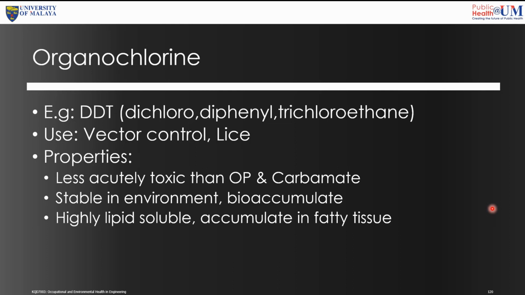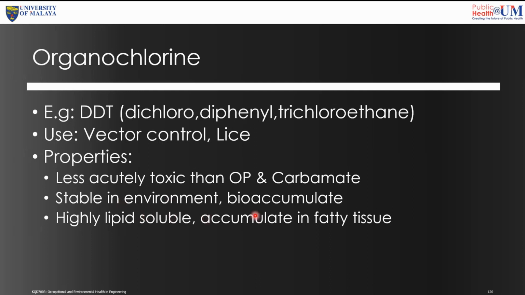The problem is that DDT is persistent. It stays in the body for a long time. It stays in the environment for a long time, and it accumulates in the environment. It's also bad for birds and other species of animals. That's why DDT is now not used anymore as part of the control of malaria in Malaysia, and also worldwide. But it has less toxicity than organophosphate, less toxicity than carbamate. It's stable in the environment and bioaccumulates. That's the problem, that's why it cannot be used.